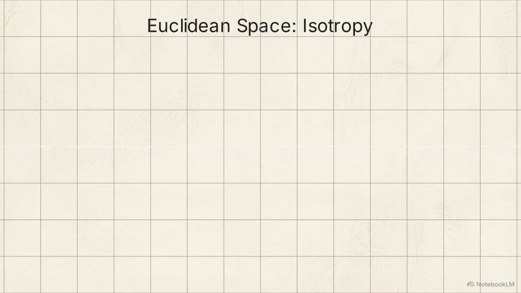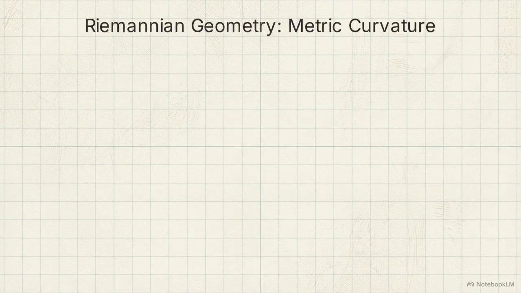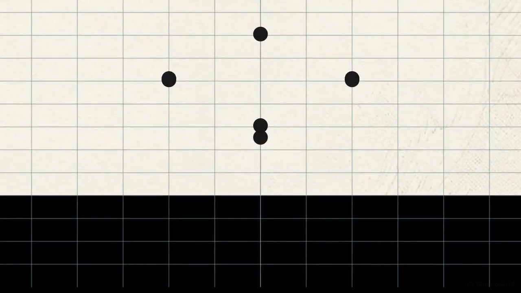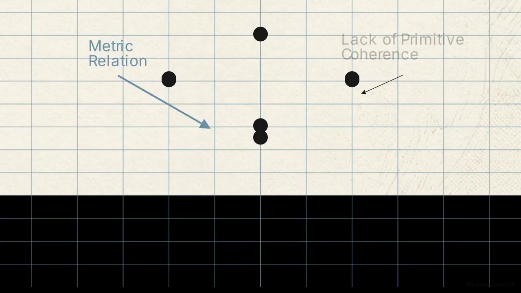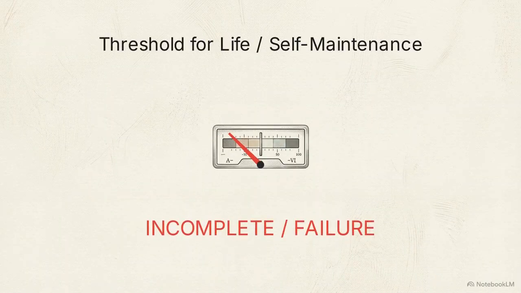Euclidean space is root insufficient due to its inherent isotropy. It lacks an intrinsic directional bias, meaning it cannot encode the anisotropic closure costs required for a selective boundary. Purely Riemannian geometry is also limited in this context. While it models metric curvature, it lacks an intrinsic operator for primitive coherence. It describes relations, but does not dictate whether those relations form an organized, self-maintaining interior.